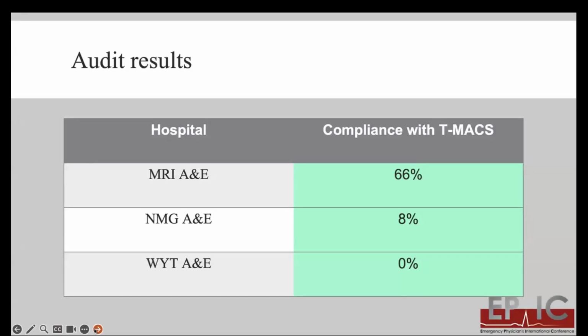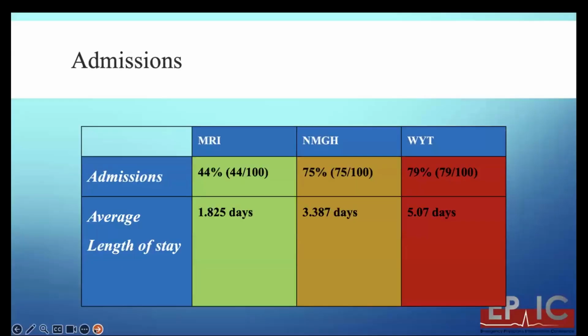So the audit results found that it was the MRI hospital which had been using the TMACS rule more. 66% of the patients had been triaged with the TMACS rule, whereas North Manchester Hospital had only 8% of the patients on which TMACS was used, and at Wythenshawe, the TMACS rule was still not being used. And now we'll see how this has impacted admissions and length of stay.